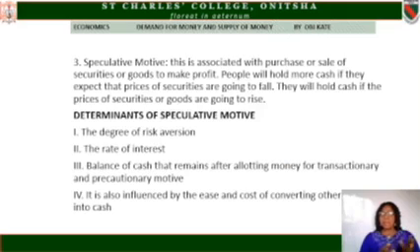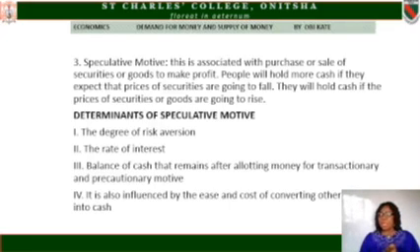Then number 3, speculative motive. This is associated with purchase or sale of securities or goods to make profit. People will hold money if they expect that prices of securities are going to fall. They will hold cash if the prices of securities or goods are going to rise.